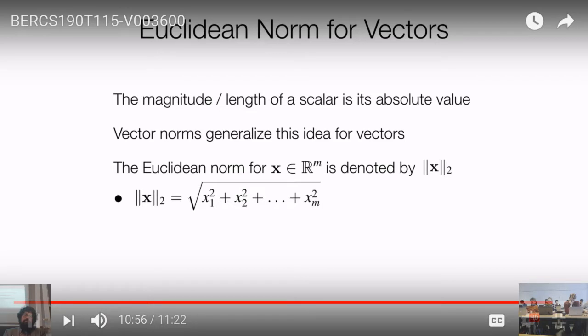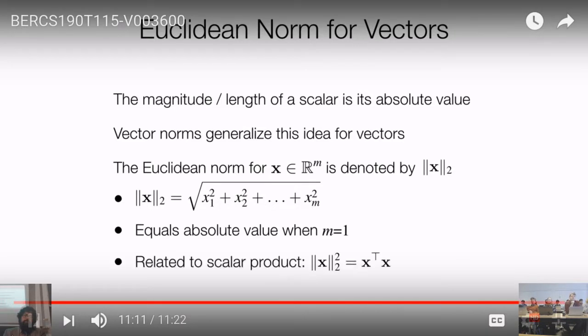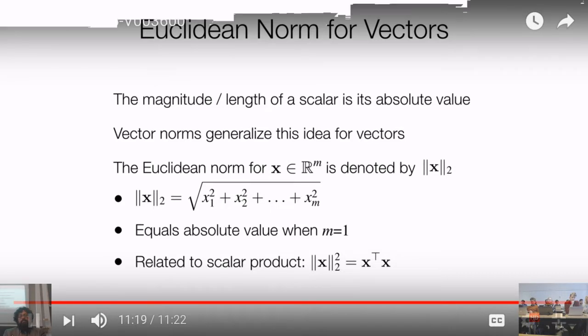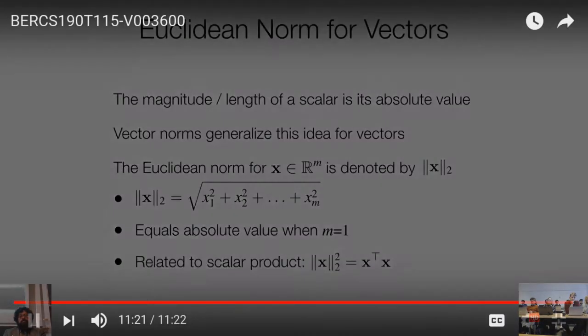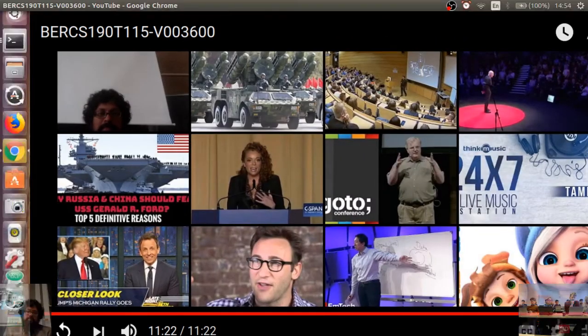And the Euclidean norm can be defined as taking each component of the vector, squaring it, taking the sum of these squares, and taking the square root. And when n equals 1, or when we have a one-dimensional vector, the Euclidean norm equals the absolute value. Moreover, the Euclidean norm is related to the scalar product, in that the scalar product of a vector times itself equals the square of the Euclidean norm. Okay, that's the Pythagorean theorem in 2D.